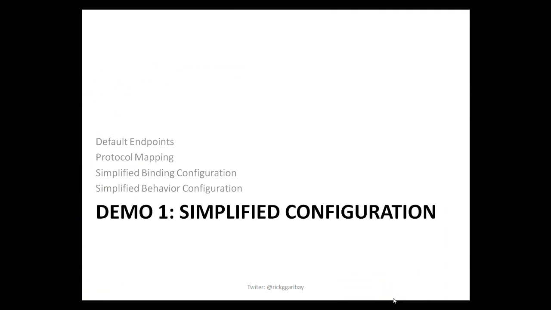So in this demo, I talked about default endpoints, I talked about protocol mapping, and I showed the simplified binding and behavior configuration by simply omitting the name and applying any existing binding or behavior configurations to the existing endpoints, whether they're default endpoints or imperatively or declaratively defined.